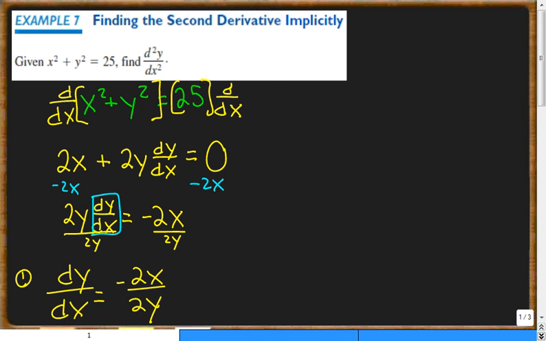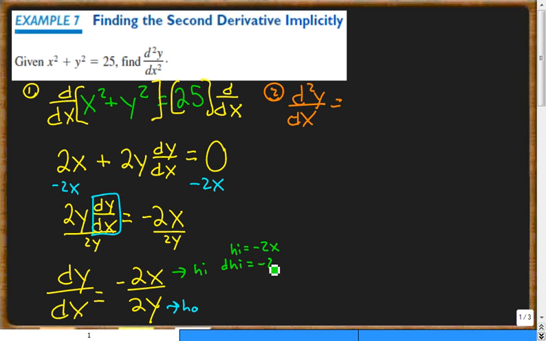So this is like finding the first derivative, and this is about the second. The second derivative is going to be equal to what? Since we have a function divided by another function, we have the quotient rule. We need to make sure we know what our high and low functions are. Our high function is negative 2x, our d high is negative 2, our low function is 2y, and our d low function is 2 dy/dx.